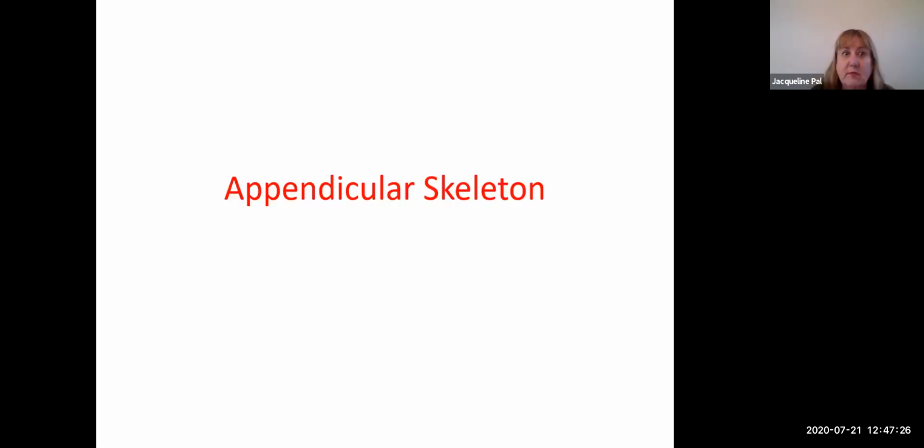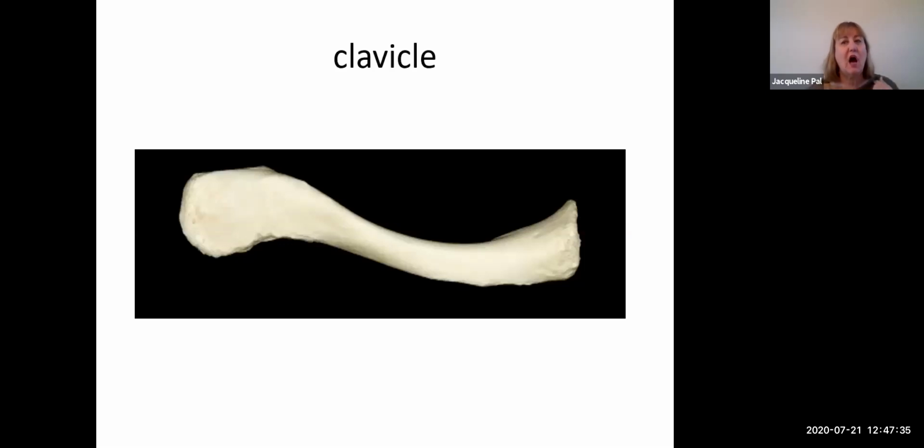Welcome as we begin our exploration of the appendicular skeleton. And in this part, we are going to learn about two bones. So we're going to start first with the collarbone, which is right up here. And this is known as the clavicle. When you look at the clavicle, you can see it's slightly S-shaped.